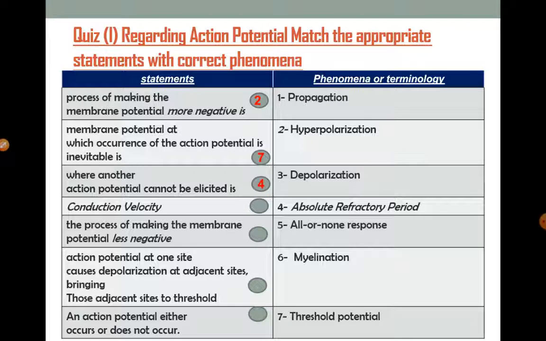absolute refractory period. Number 4, what increases conduction velocity is myelination, like characteristics. Next, the process of making the membrane potential less negative is depolarization. Next, action potential at one side causes depolarization at the adjacent side, bringing those adjacent areas to threshold, which is propagation. The last one, an action potential either occurs or doesn't occur, is all or none response.